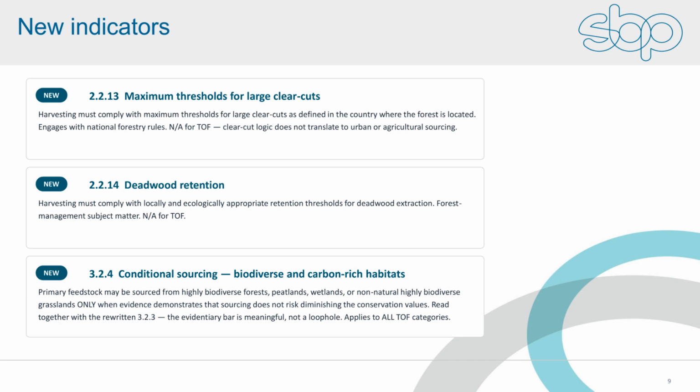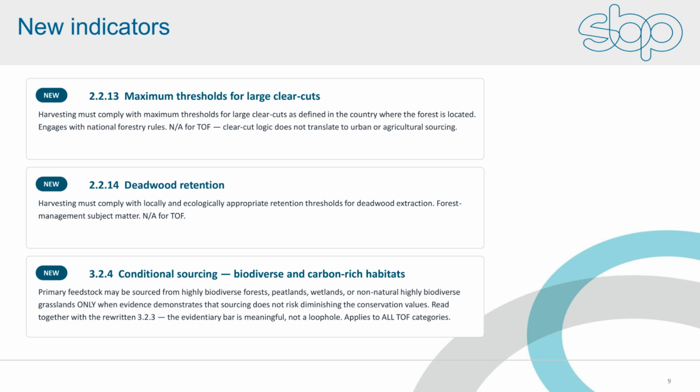translate. 2.2.14 introduces deadwood retention requirements. Harvesting must comply with locally and ecologically appropriate retention thresholds for deadwood extraction. Again, not applicable to trees outside forests. And 3.2.4 introduces conditional sourcing for biodiverse and carbon-rich habitats.